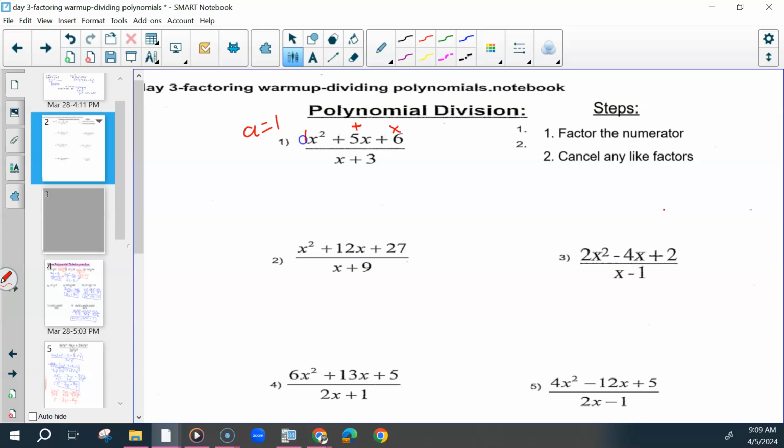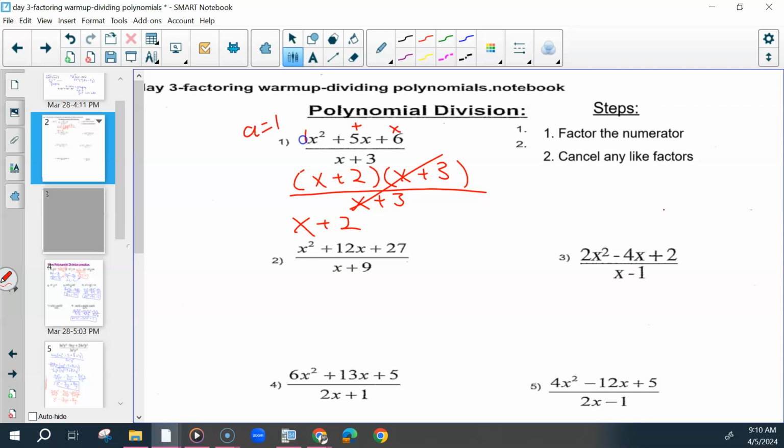What two numbers would that be? 3 and 2. 2 and 3. So I'm going to go right into my factors: x plus 2, x plus 3. And rewrite that you were dividing. Cancel out your like factors, equals 1. That should be fairly easy. Hardest part would be finding your factors.